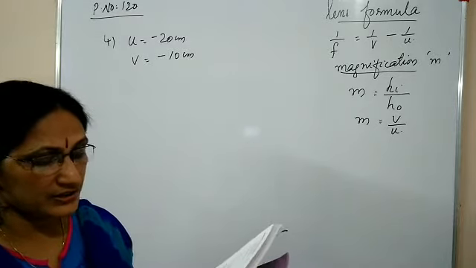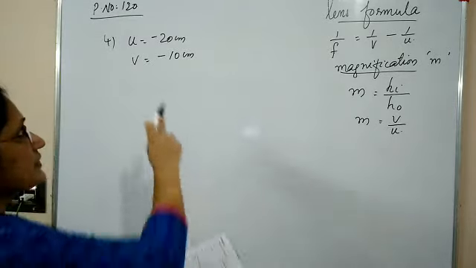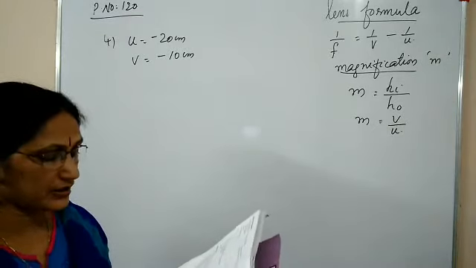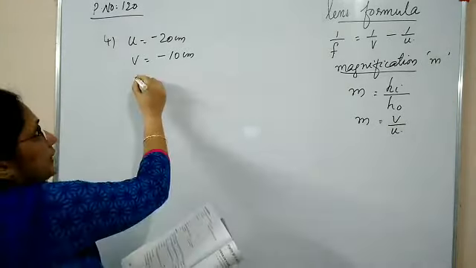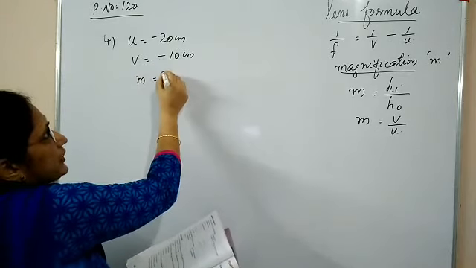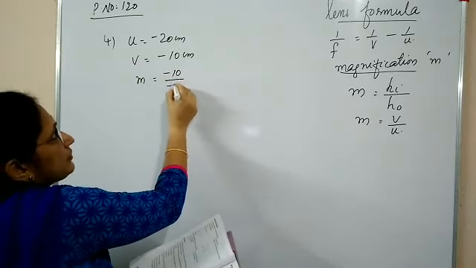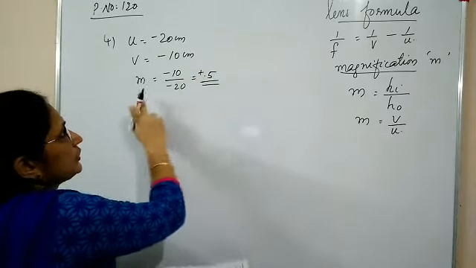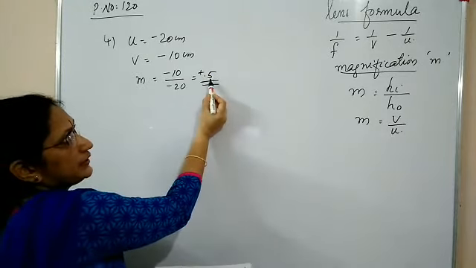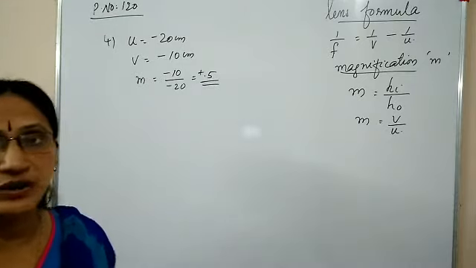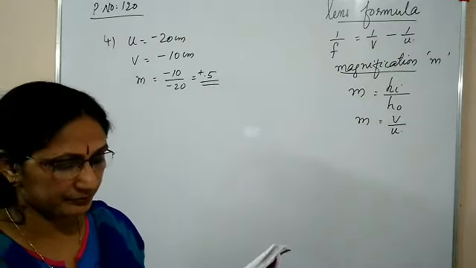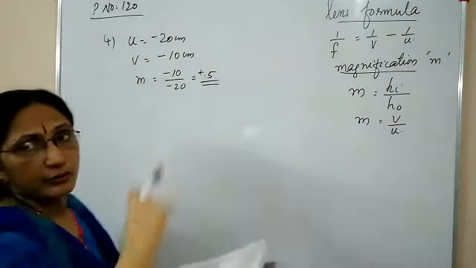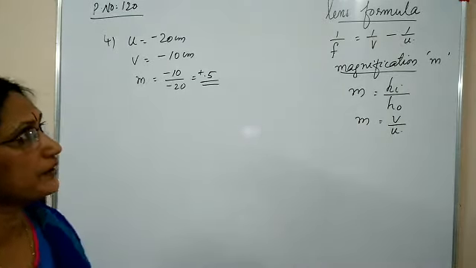What is the nature of the image? Since image is forming on the same side, it is virtual, and you can find out the magnification by using the formula v by u, minus 10 by minus 20, that is 0.5. So image is virtual and diminished. M is less than 1, so it is a diminished image. Then focal length you can find out by the formula 1 by f is equal to 1 by v minus 1 by u.